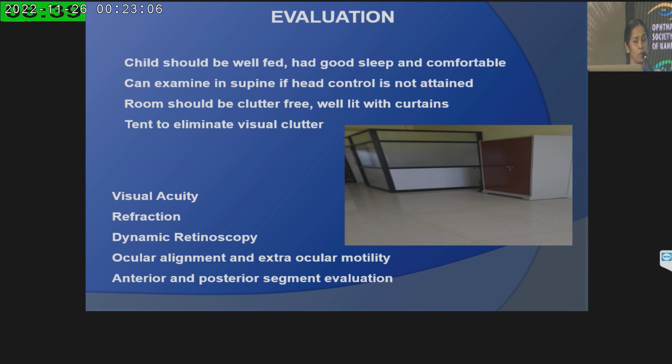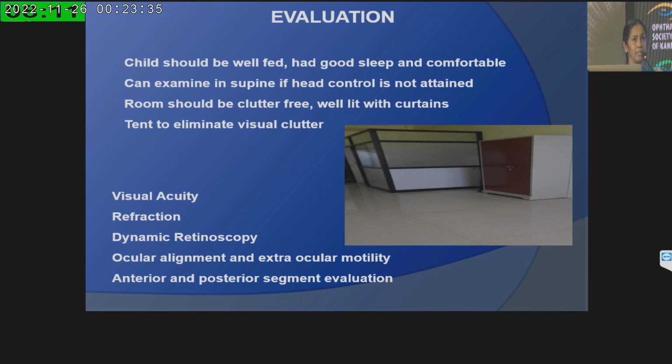The first thing is visual acuity. In infants, we can do LEA paddles, where preferential looking is the principle. In pre-verbal and preschool children, you can go for LEA symbols. Then, if the child is above 5, you can go for Snellen charts. Do a good refraction. That's a must in CVI.